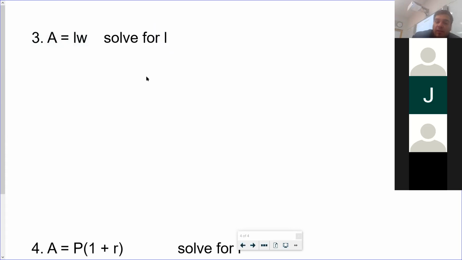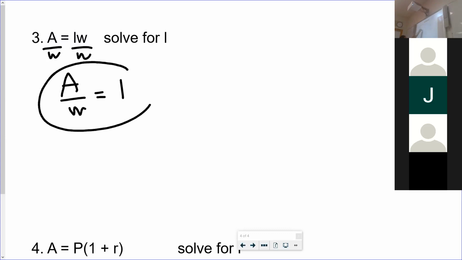I'm solving for L. So it's L times W. Because it's L times W, I have to do the opposite of times W, which is divide by W. So as Rachel just said to me, you're going to divide by W. A over W is going to equal L. L is by itself at that moment, you're done. Remember, your goal is just to get whatever you're solving for by itself.